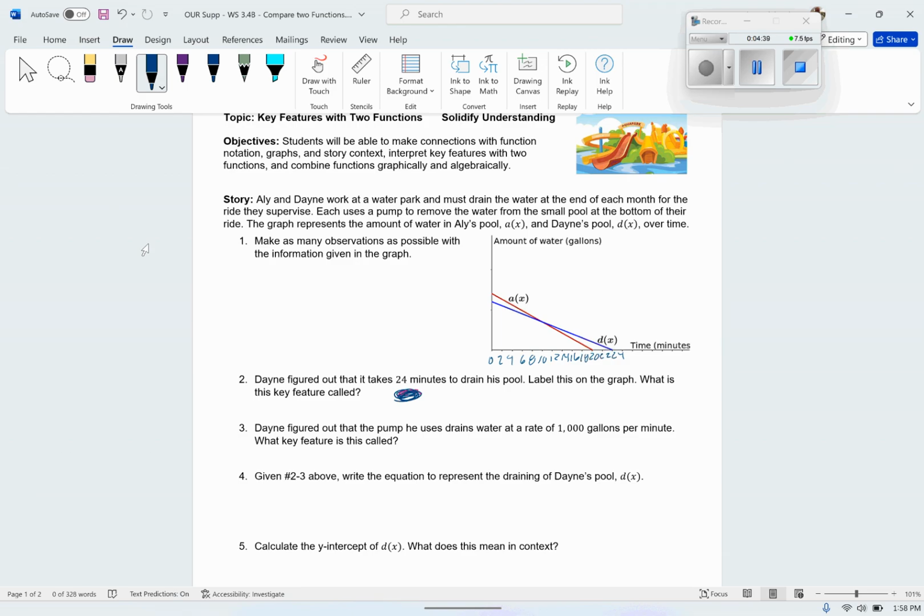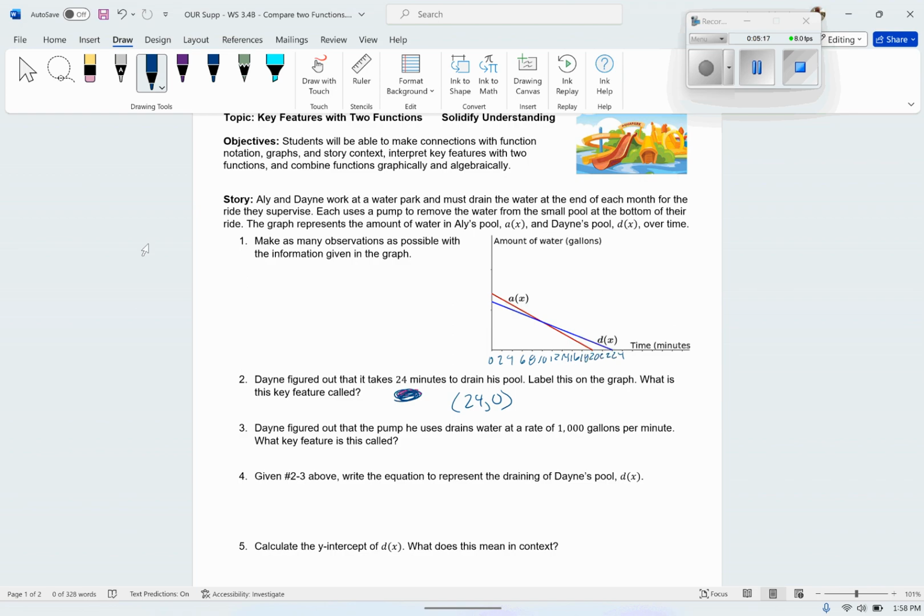What is the key? Dane figured it takes 24 minutes to drain his pool. So we got the 24 down here. What is this line down here? X or Y? X. So we're looking at Dane's pool, right there, this blue one. It takes 24 minutes. So what point is this going to be right when I get there? 24 comma what? Yeah, it's going to be 24 comma 0. Does that make sense?